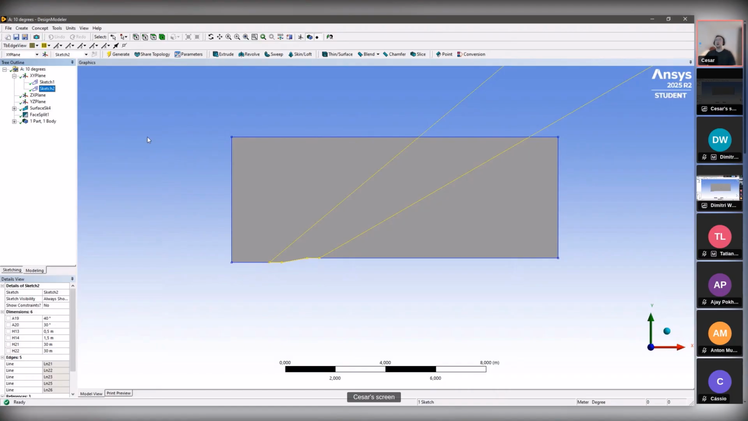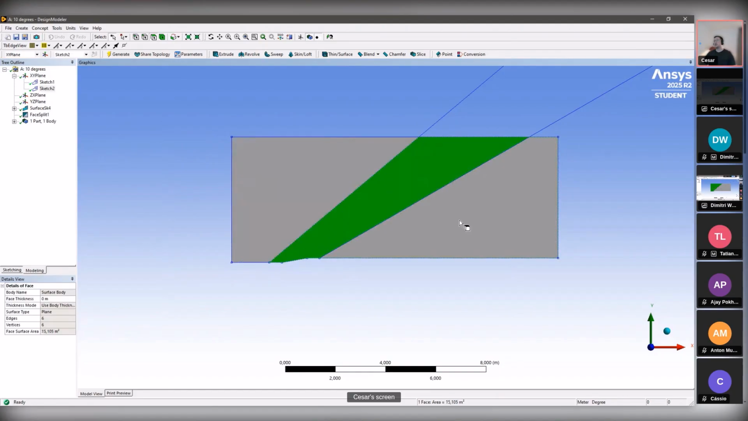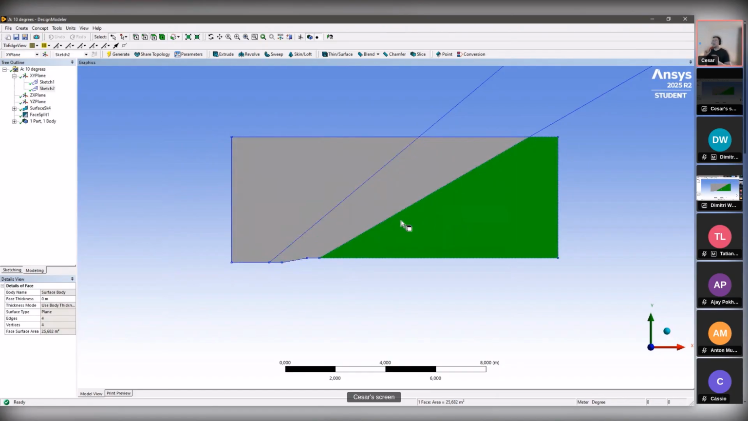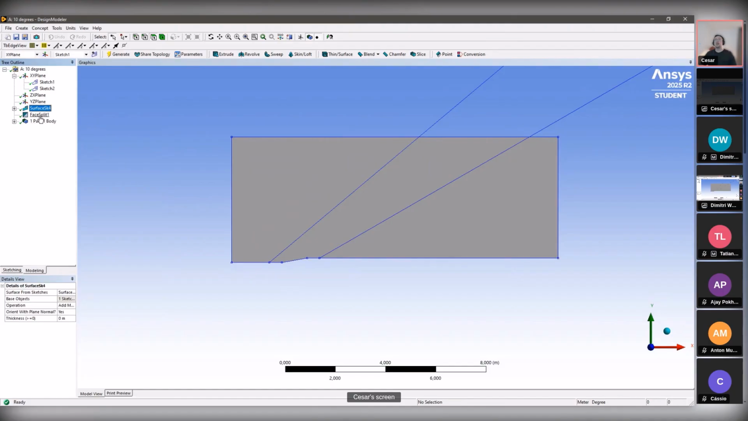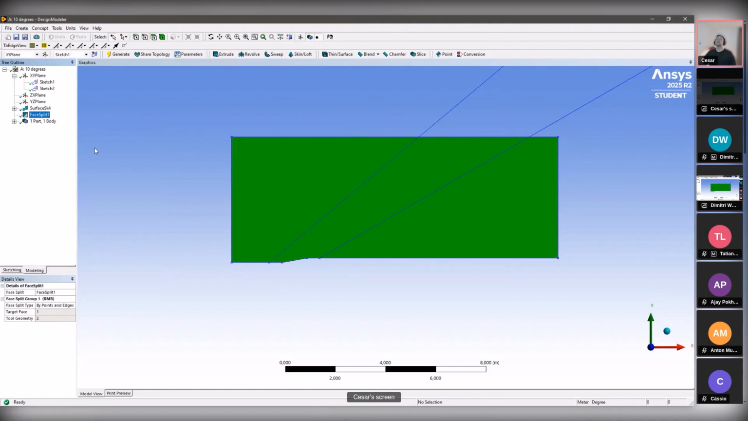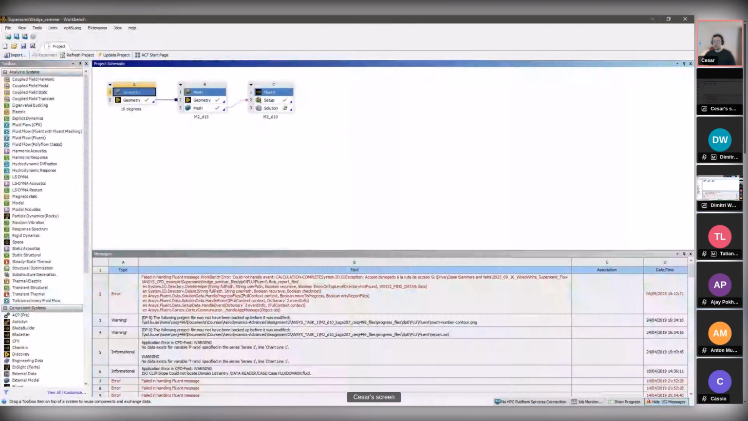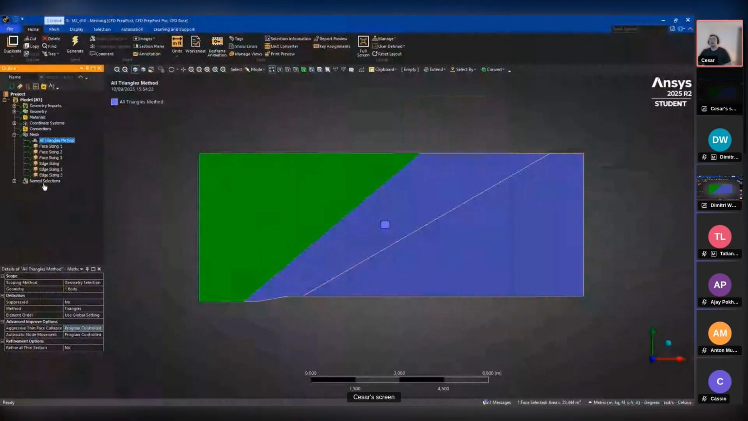So by doing this, we have 3 separate regions for which we can specify different volume sizings. We will see that later on in the mesh. So I created these sketches, I created a surface from this sketch, and then I used the sketch tool in order to split the face. Okay, then we will go to the mesh block.